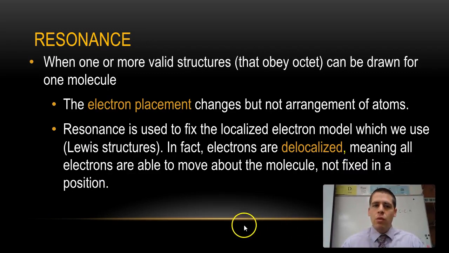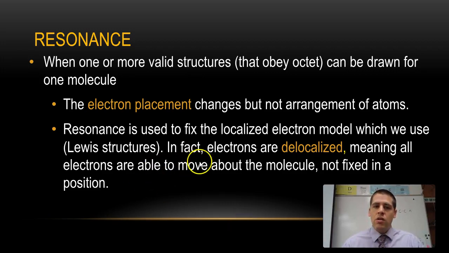So whenever we get more than one valid structure, as long as they're obeying the octet, then we draw the resonance. And in the resonance structure, it's the electron placement that's changing. It's not the arrangement of atoms. So you don't want to move around different atoms. You're just moving around essentially where double bonds are.